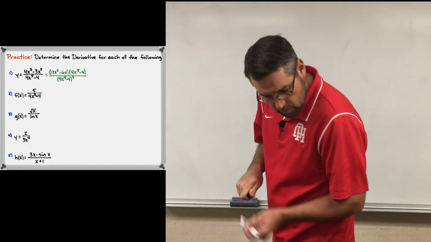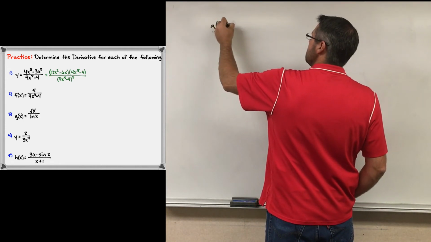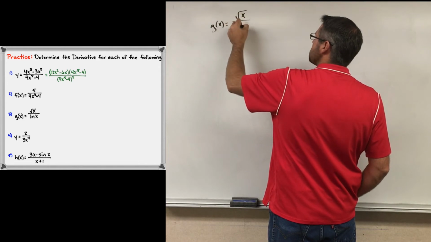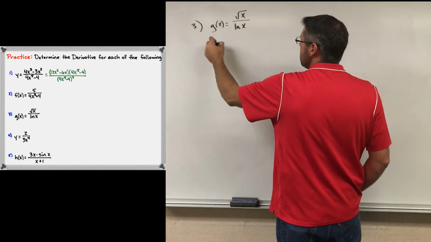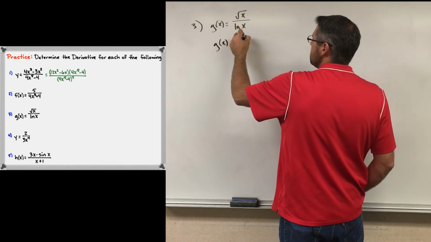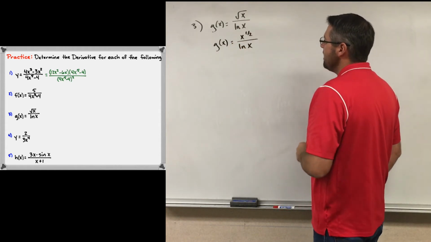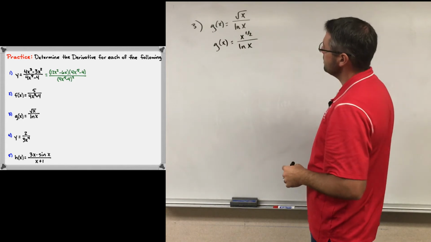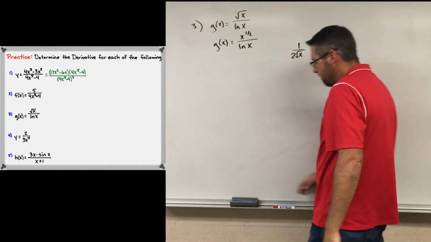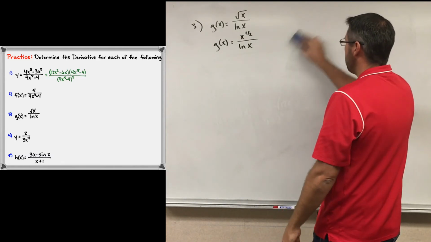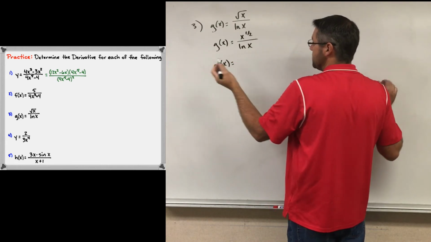Number 3, g of x equals rad x over natural log of x. All right. Well, rad x can be rewritten, and it's always a good idea to do this. This is x to the 1/2. Now, you'll eventually memorize that the derivative of rad x is 1 over 2 rad x. But just for now, because we're still practicing these rules, we'll do the derivative by rewriting it. And it's always a good idea to do it anyways, just to make sure you're right.